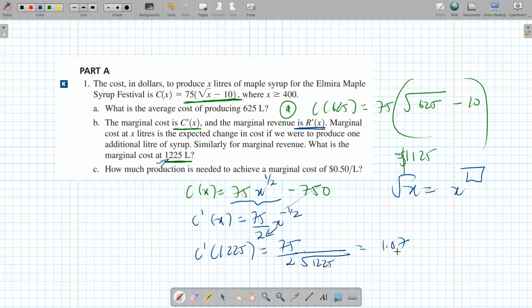What's the unit? It's dollars per liter, right? It's just the slope. Rise over run. Rise is the dollars, run is the liters in this case. Cool. C: how much production is needed to achieve a marginal cost of 0.50 per liter? How do we do C?